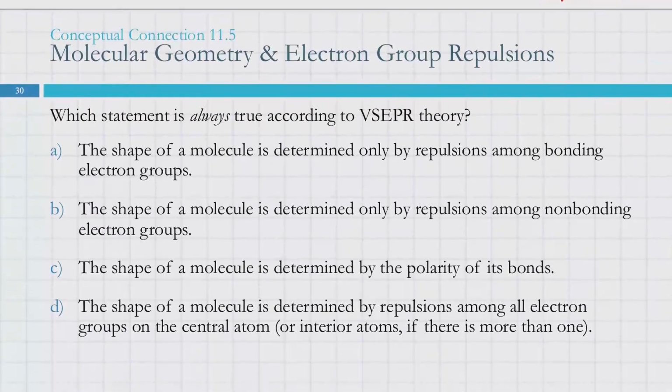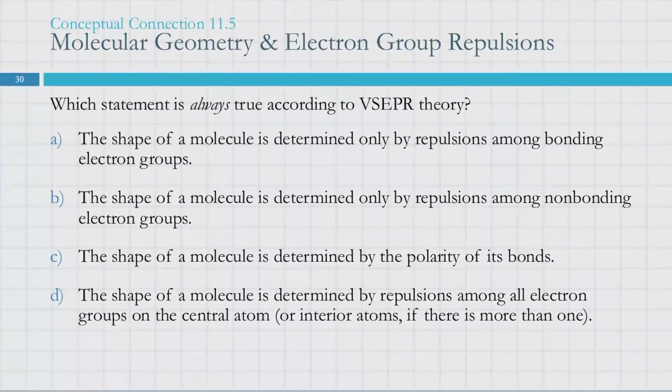Which of these statements is always true according to VSEPR theory? Yeah, the correct answer here is D. The shape of a molecule is determined by the repulsions among all electron groups on the central atom, or interior atoms if we have more than one central atom. We won't get too deep into the weeds with interior atoms, but we will cover that a little bit. I think that's the next couple of slides.